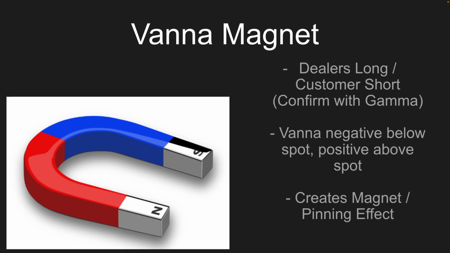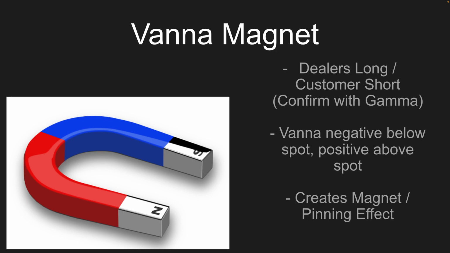There are two types of effects that Vanna can have, or actually three types. The first one I want to talk about is the Vanna magnet. When hedge funds and dealers are long the options contract, meaning they bought contracts that institutions are selling, which we should always confirm with Gamma, and I'll show how to do that in a bit, Vanna will show as negative below the current underlying asset's price, and it will show as positive above the current underlying asset's price.